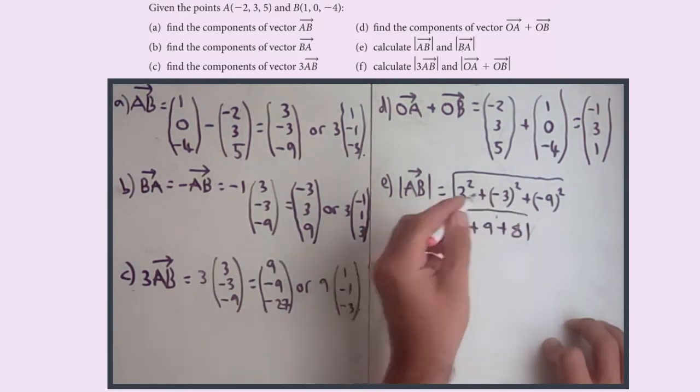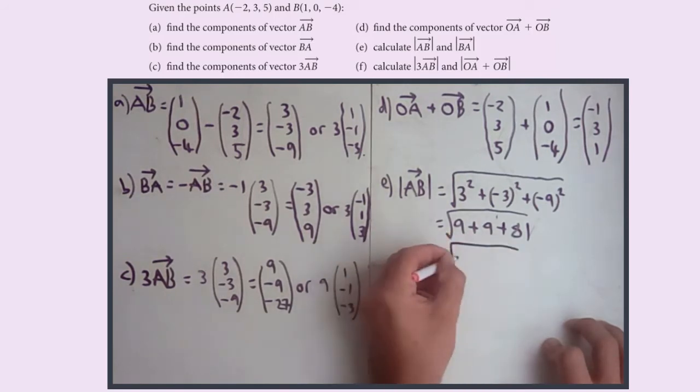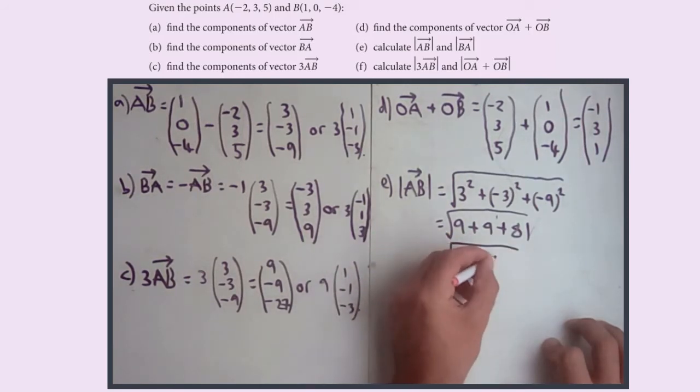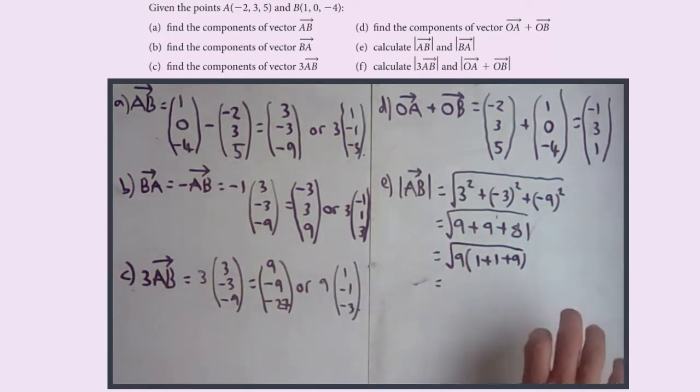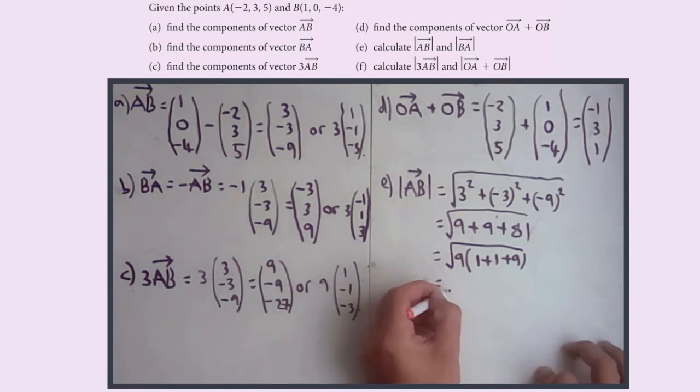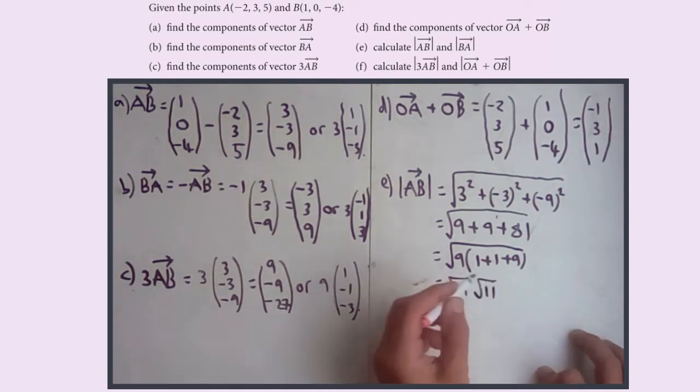Okay, so then we can pull a 9 out of this, so equals the square root of 9 times, 1 plus 9. So that is the square root of 9 times the square root of 11. I'll write that down. Square root of 9, square root of 11 equals 3 root 11.